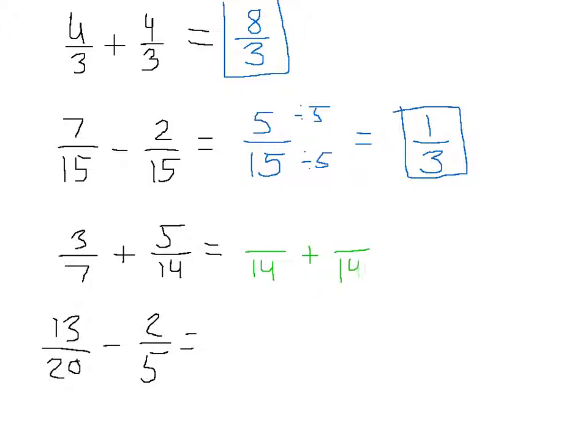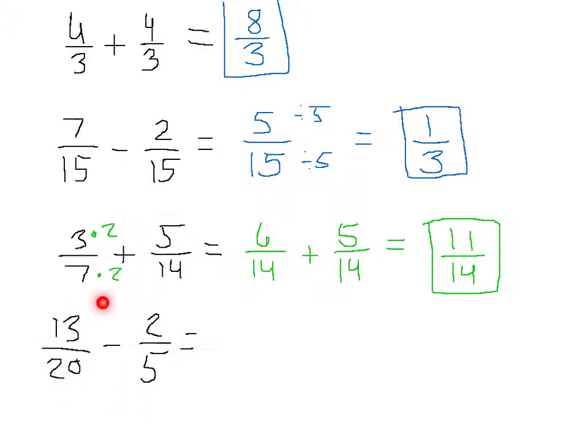This one is already 14, so I know the top is 5. So I have to think 7 times what gives me 14? That is 7 times 2, so I multiply the top and bottom by 2. 3 times 2 is 6. And when I add them up, I end up with 11 over 14, and that is my final answer. It cannot be simplified because 11 is a prime number.